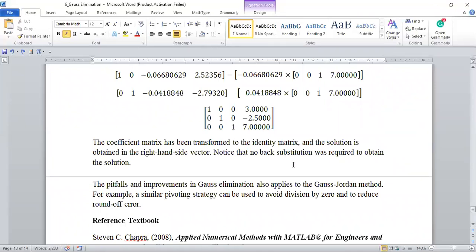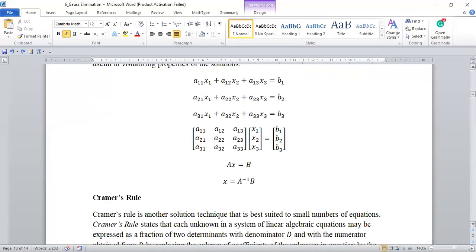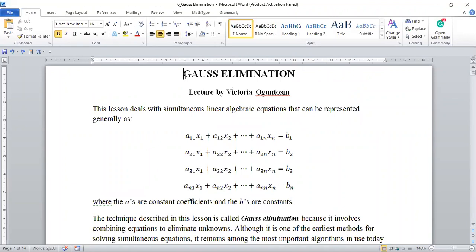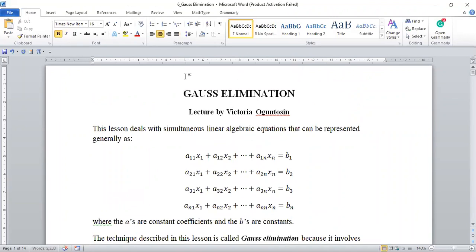So this is the end of the class for today. We've moved to another topic, which is solving linear sets of equations. So the topic is actually solving linear sets of equations. So we are in the first part.